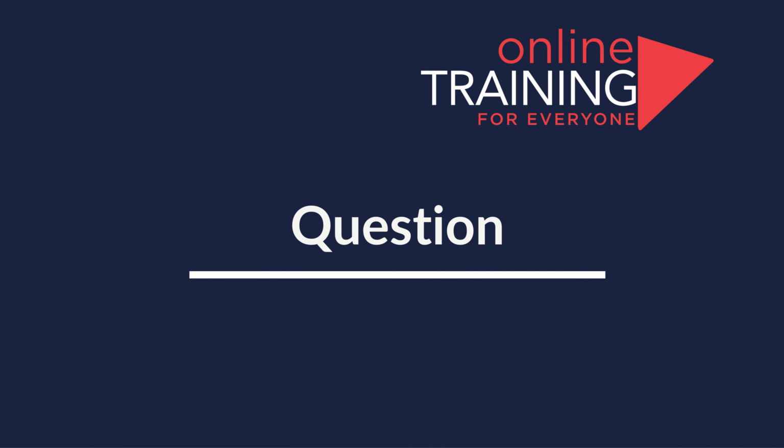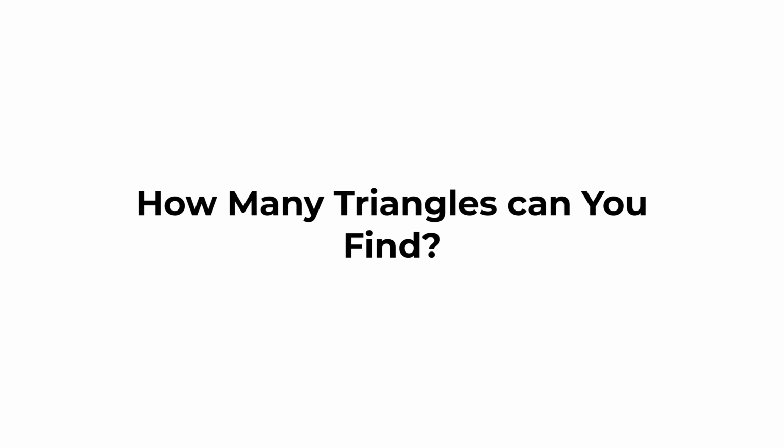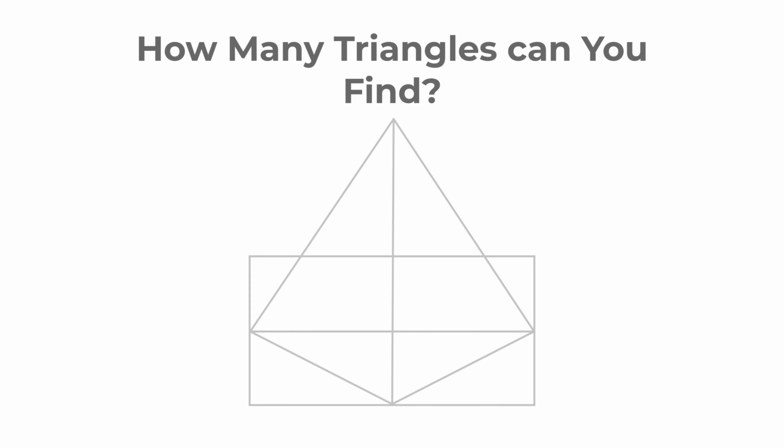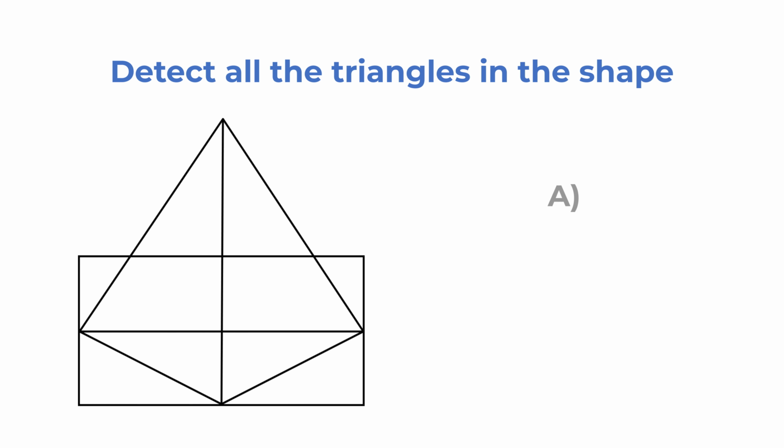This particular question was just recently introduced in the test, and I would need your help to determine if I answered it correctly. You're presented with the very unusual shape, and you need to detect all the triangles that are part of this shape. You have 4 possible choices. Choice A, 11. Choice B, 13. Choice C, 15. And choice D, 17.